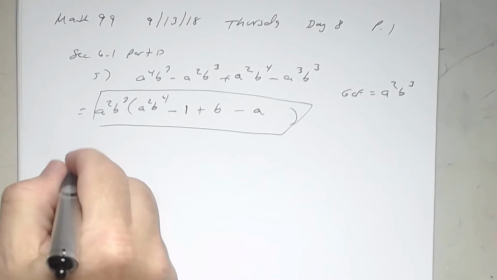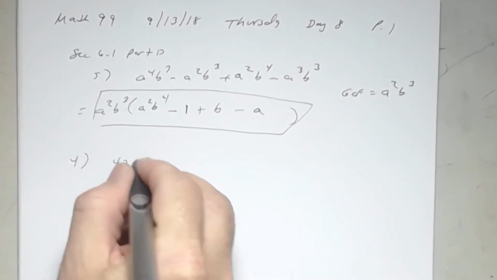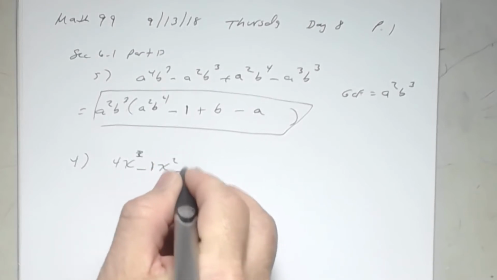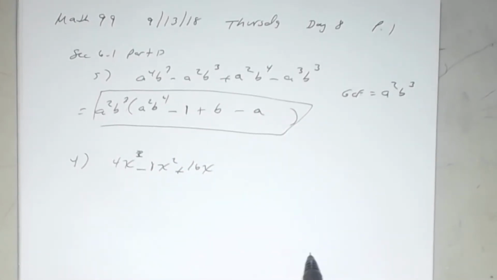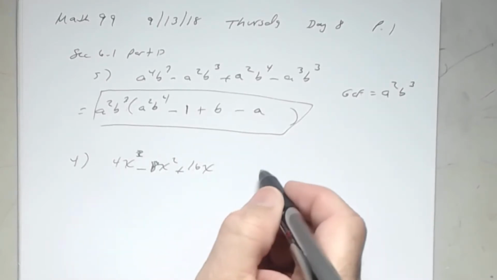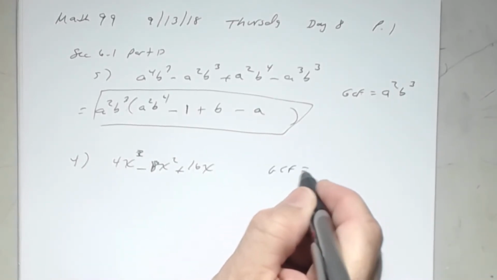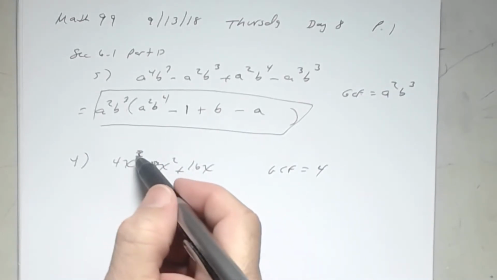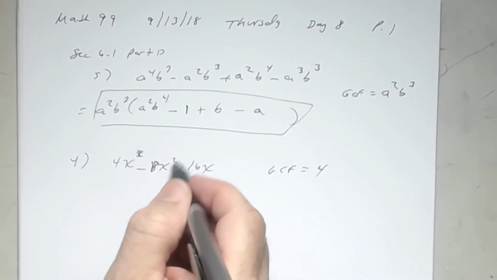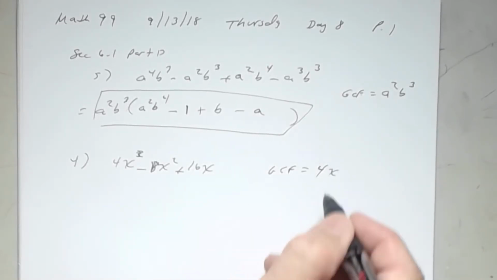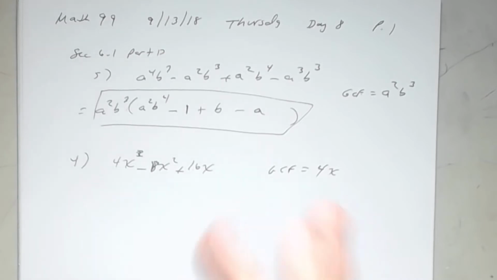So number 4, where you have 4x cubed minus 8x squared plus 16x. If you look at the coefficients 4, 8, and 16, what's the GCF of 4, 8, and 16? 4. Now there's x in every term. That's a 3 right here. There are 3 factors of x here, 2 here, 1 here. How many do I need? 1. So there's your GCF. Once you find your GCF, remember that goes in front of the parentheses.